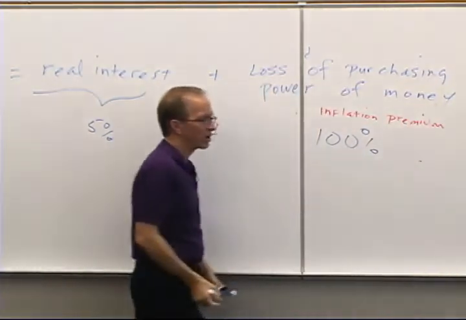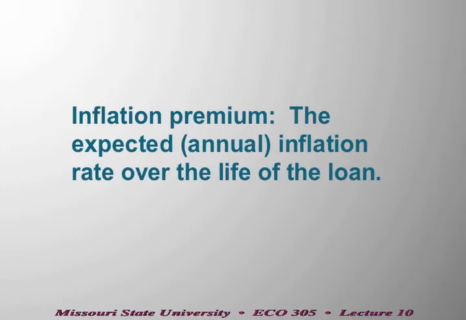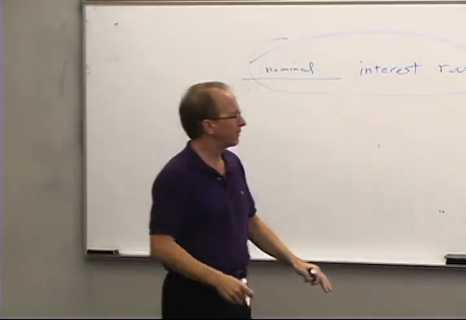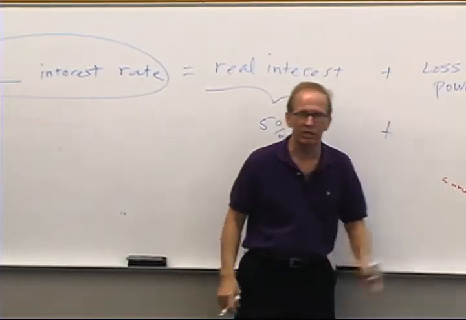And this inflation premium, it's not looking back, it's looking forward. So this is really the expected inflation rate over the life of the loan. And by the way, this rate is annualized. Everything about interest is annual. Remember, we talked about that before, the annual return per $1 and so forth. Anyway, we're always talking about an annualized number here, and so we're talking about an annual inflation rate.